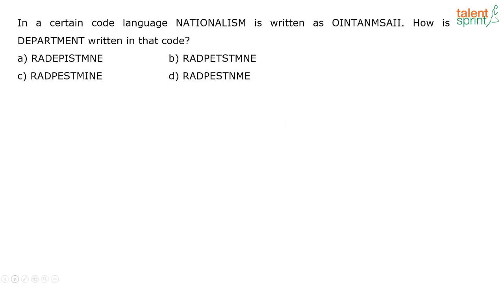Next question. Try out this question. So do this question now and give me the answer. In a certain code language, NATIONALISM is written as OINTANMSAII. How is DEPARTMENT written in that code?